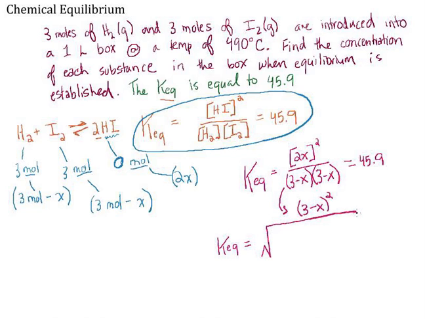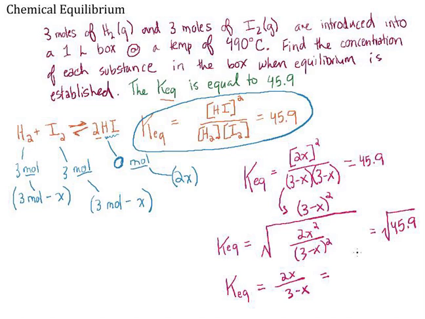So square root of 2x squared and 3 minus x squared equals square root of 45.9, right? And that would just get rid of all my exponents and leave me with 2x minus 3, over 3 minus x equals square root of 45.9, which I will just tell you I found with my calculator earlier to be about 6.77, right? And then from there, it's just a matter of solving for x, right? So when I solve for x, I find that x equals 2.32.